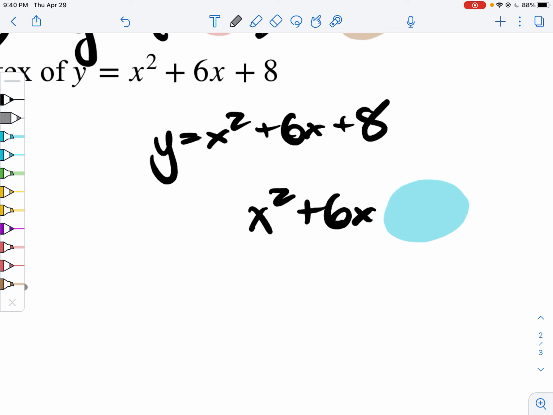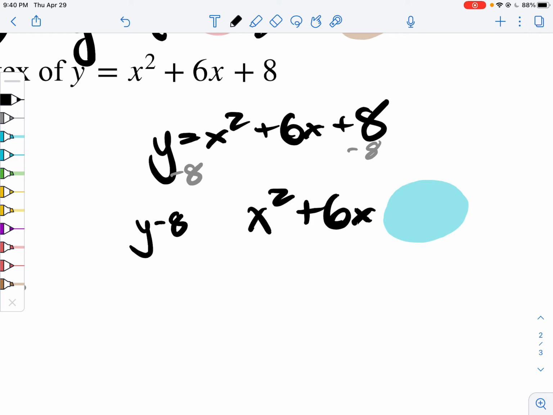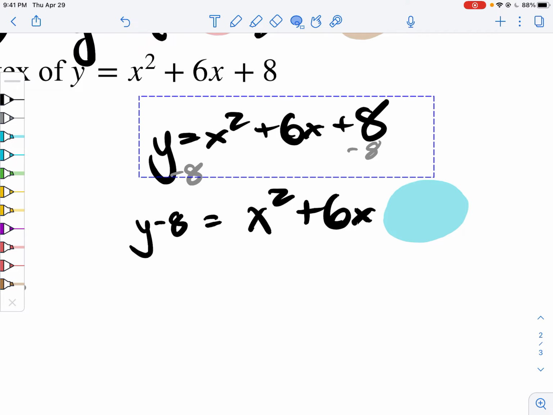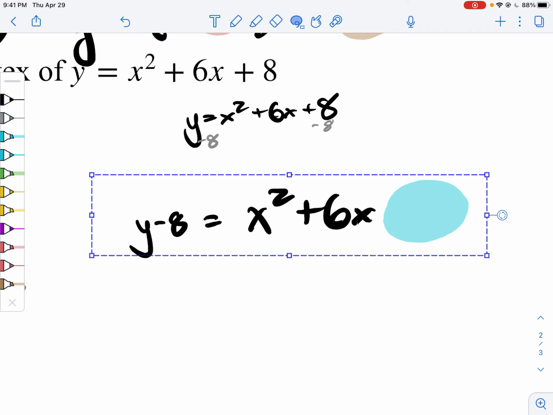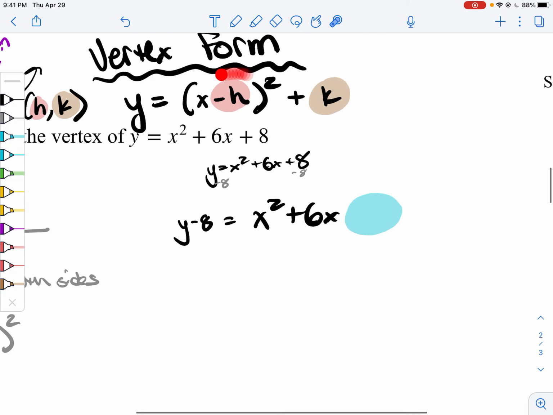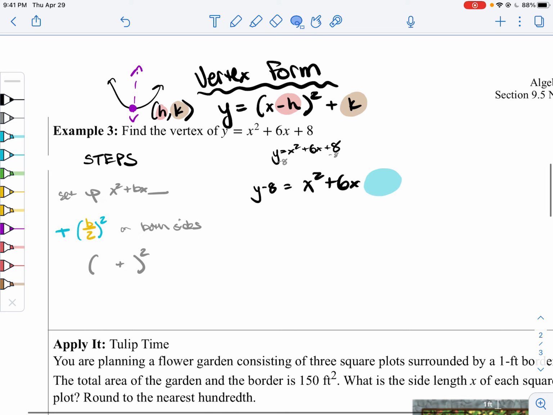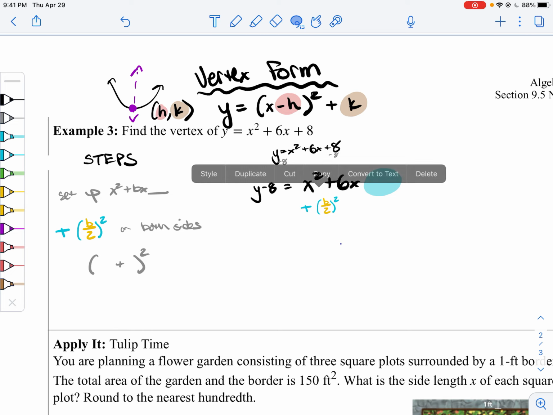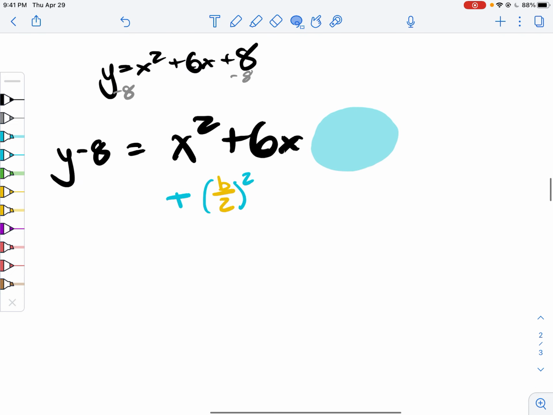So how are we going to get that space there? Well, we need to send that 8 to the other side. Catch you on the flip side, 8. So here we've got y minus 8 equals x squared plus 6x plus something. But we're trying to get a perfect square. How can we get a perfect square? Let's add b divided by 2, squared.